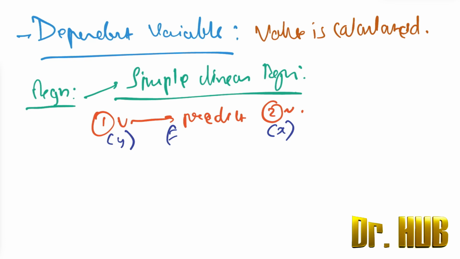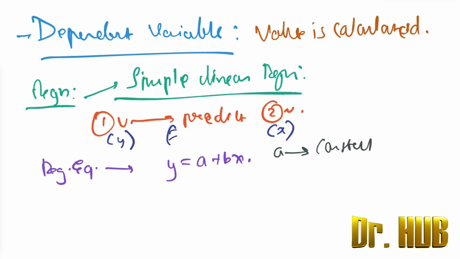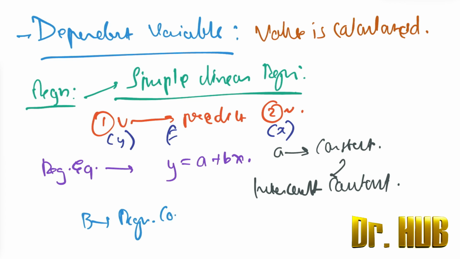The regression equation is used for this purpose, and it is between the two variables. The equation is y is equal to a plus bx, where a is a constant, called the intercept constant, and b is the regression coefficient.